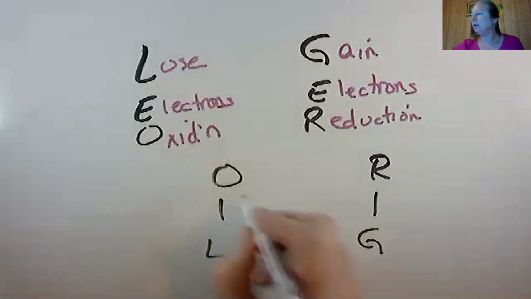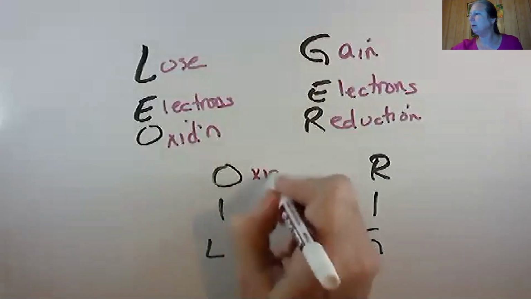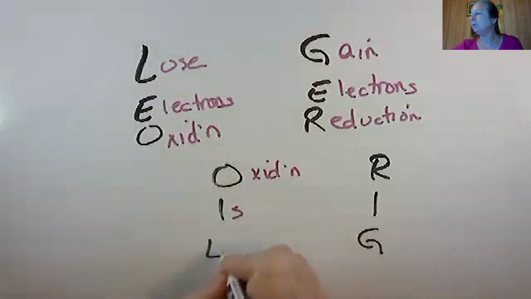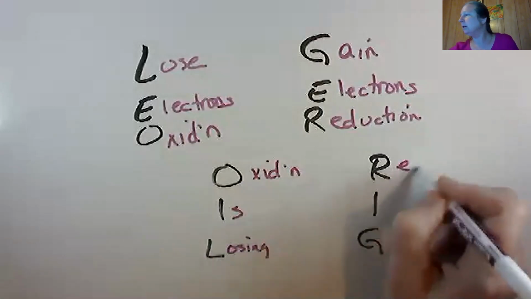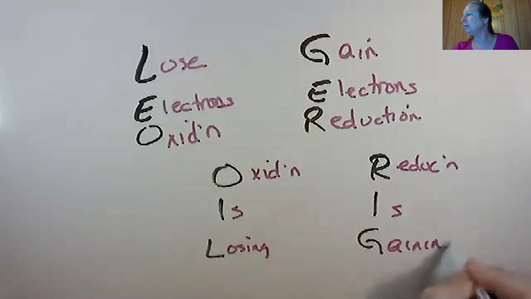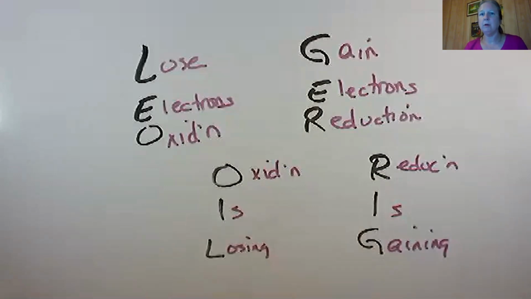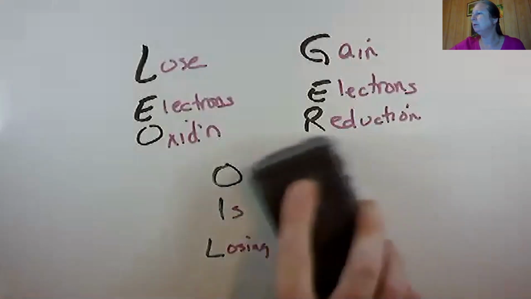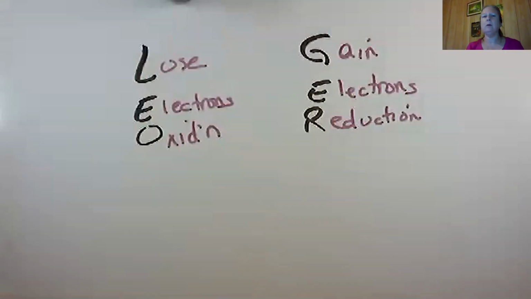The oil rig is oxidation is losing. And then reduction is gaining. So whichever one works, it really helps, because the biggest challenge with redox reactions is not getting confused, like a lot of things we learn. So I'm going to stick with what I learned, which was Leo, the lion goes ger.